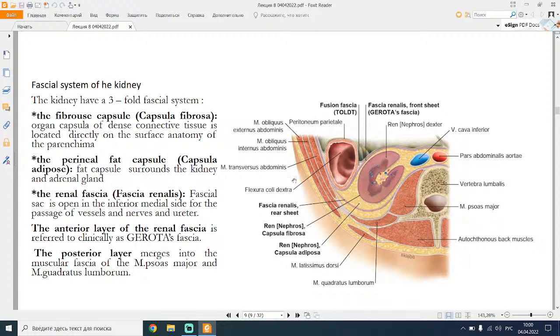The anterior layer of the renal fascia is referred to clinically as Gerota fascia. The posterior layer merges into the muscular fascia of the musculus psoas major and musculus quadratus lumborum.